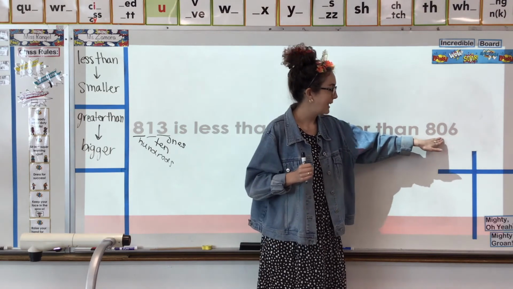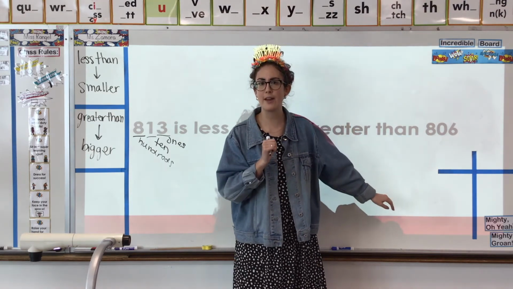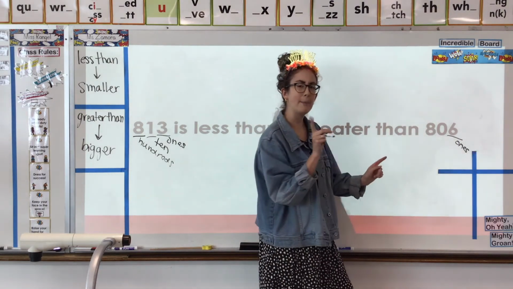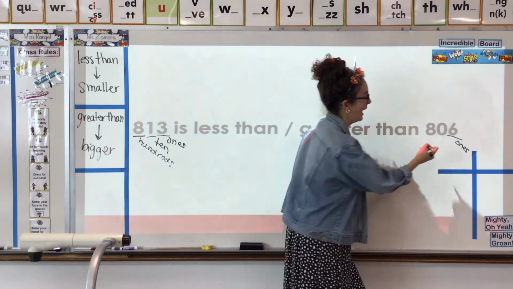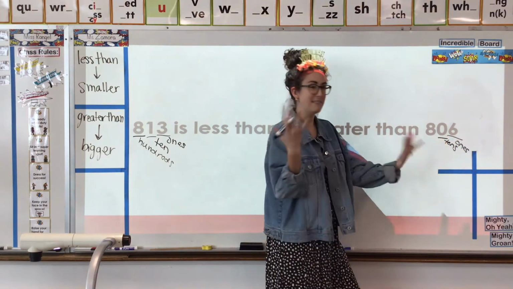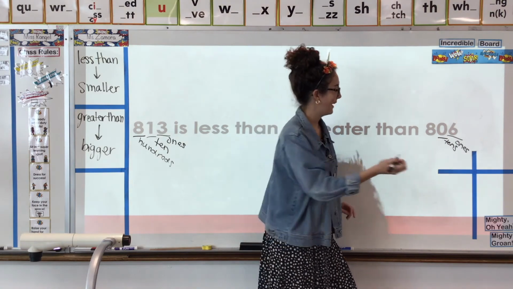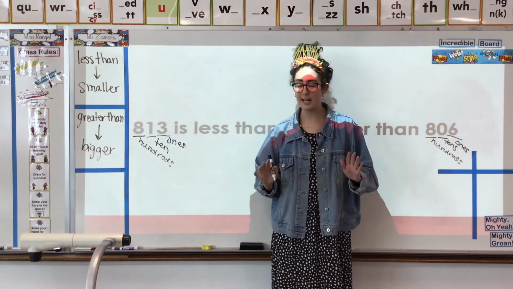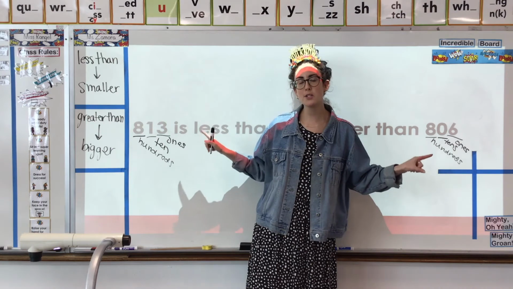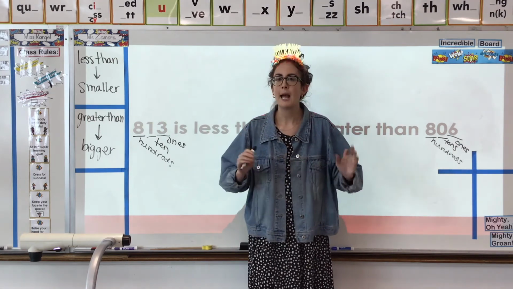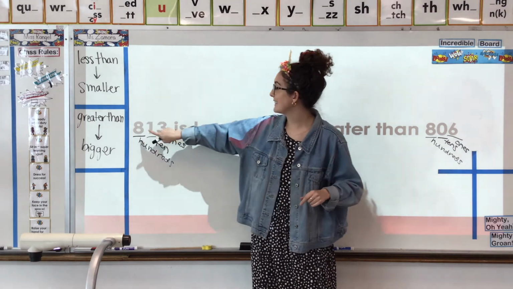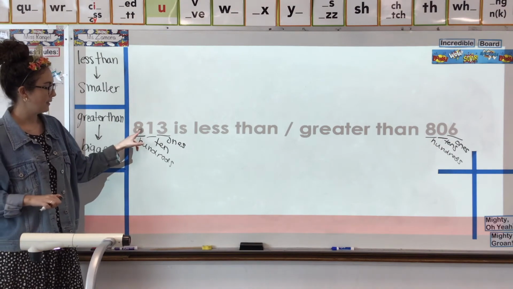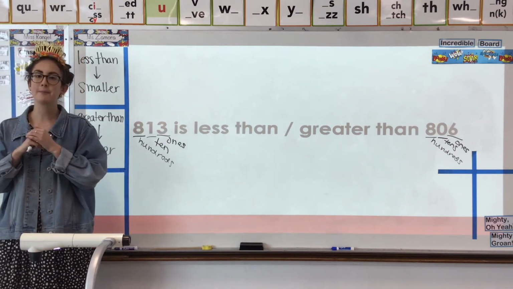Let's see. In 806, how many ones are there? There's 6 ones. How many tens? 0 tens. And how many hundreds? There are 8 hundreds, exactly. So second grade, now that we've taken an extra close look at the place value of these numbers, let's compare them. Let's first look at the hundreds place. What do you notice between these two numbers? Are the hundreds place similar or different?